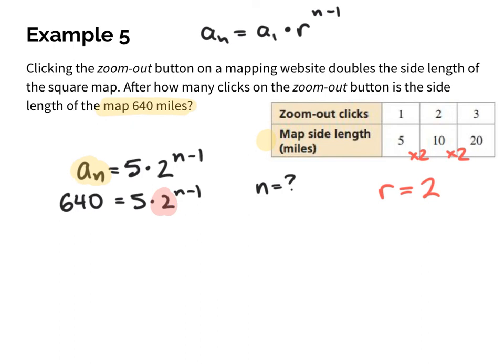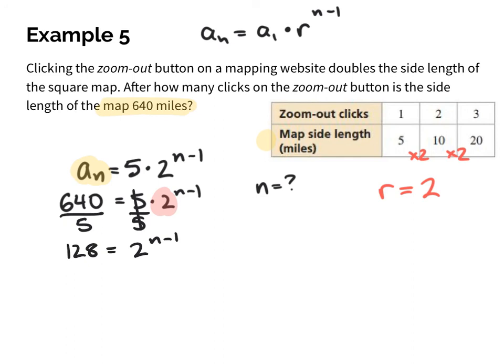Now the only issue here is that we do have a 5 in front. We didn't really talk about how to solve something like this, but to make it easy to get rid of the 5, instead of multiplying, I can divide both sides by 5. What that would give me on the left side is 128. So I get 128 equals 2 to the n minus 1.